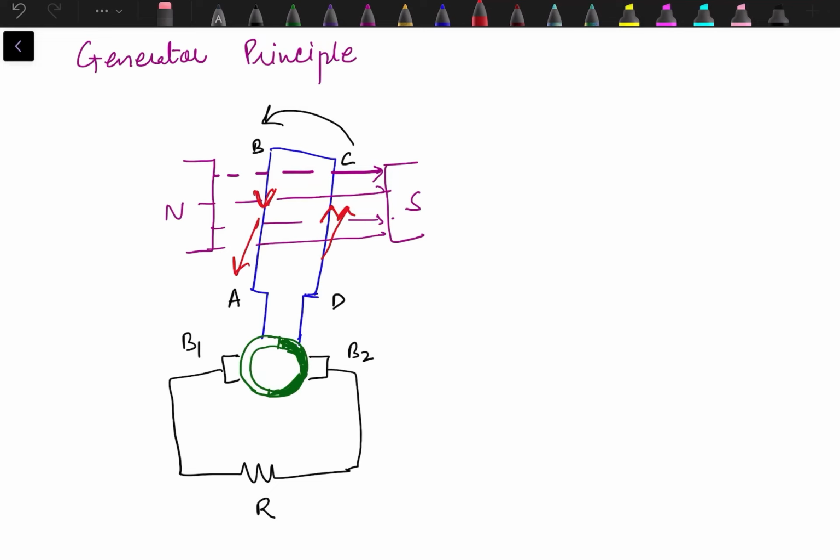Now what we see, since this is rotating, after 180 degrees, okay, I can show how the current is completing its path. Current is going towards the resistance through brush B1 and returning back through B2. So this is the positive terminal and this one is the negative terminal, or this is the polarity of voltage across the load resistance.